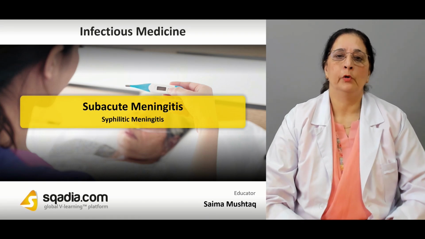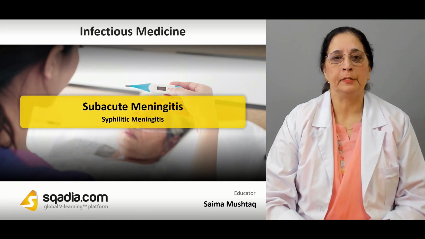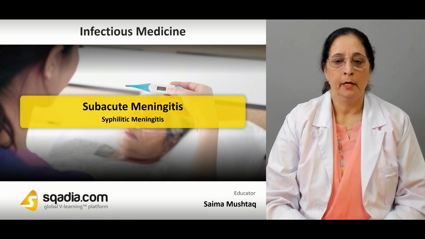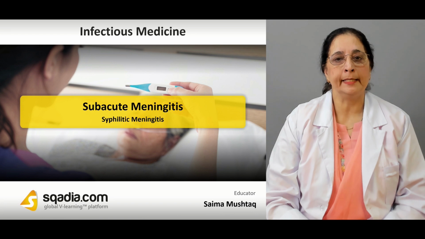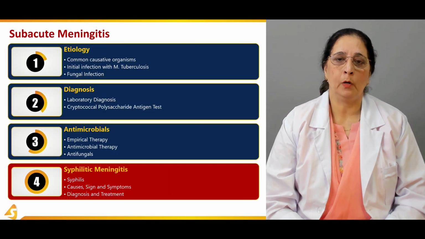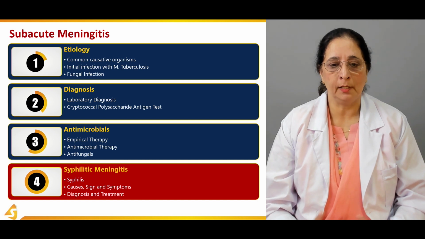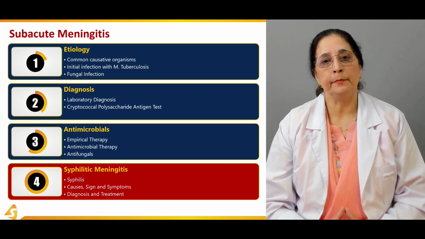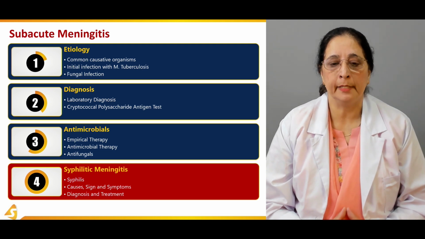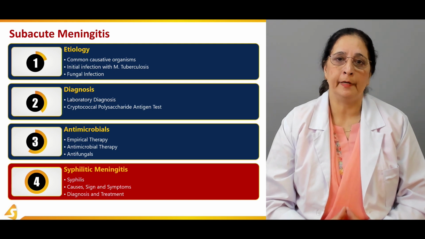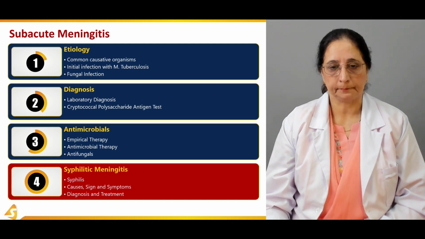Now, in our fourth and final section of subacute meningitis, we will talk about another condition, which is syphilitic meningitis. In this, we will talk about syphilis in general, and then what are some causes and signs and symptoms of syphilitic meningitis, and how we diagnose and treat syphilitic meningitis.